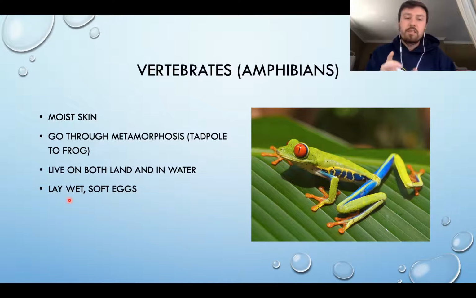And then very specifically, the way we can describe different kinds of animals is the way they give birth. So these ones, amphibians, they lay these wet, soft eggs. They don't really have a shell like you think of a chicken egg. The shell is very soft. You could break it very easily. So these 4 things, and there's way more than this, are 4 big ways that we can describe amphibians.